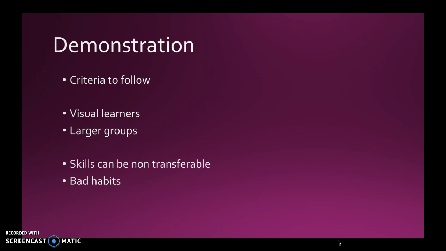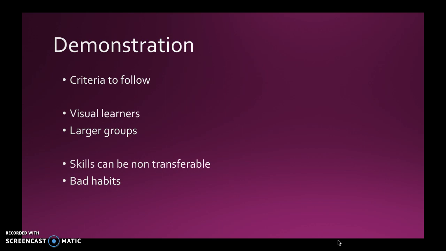It's good for large groups because you can have cognitive learners in that group, or beginners or more autonomous learners. There's all different types in a group. You could never have the same type. And it also conveys more than words. So if you can demonstrate something, it's sometimes easier to convey that than it is to explain it.